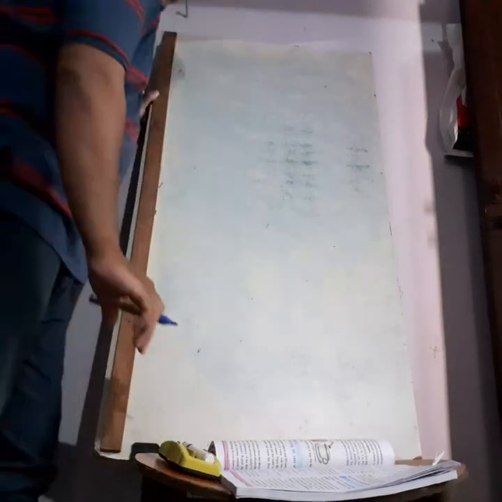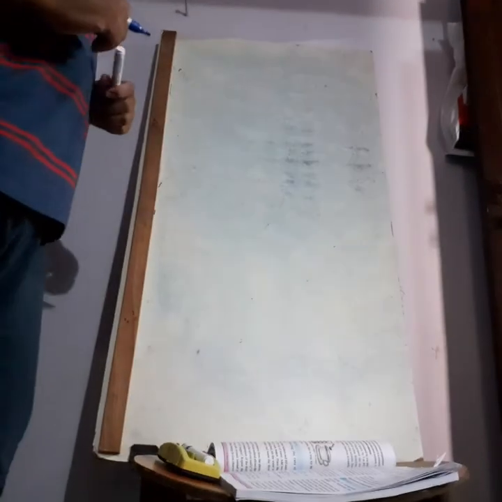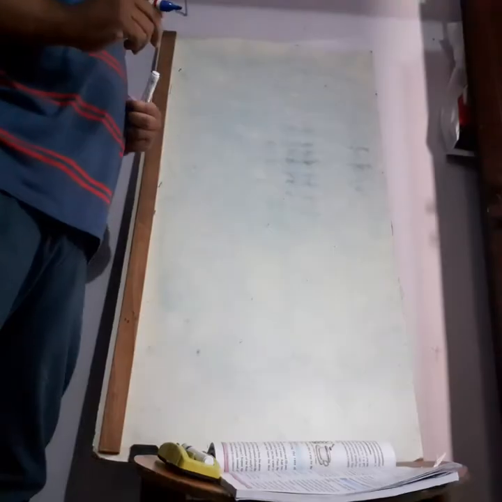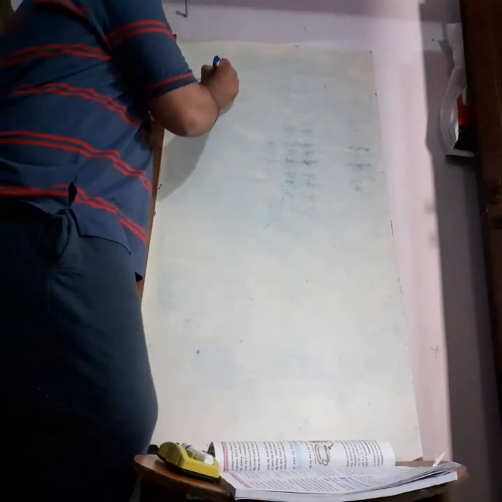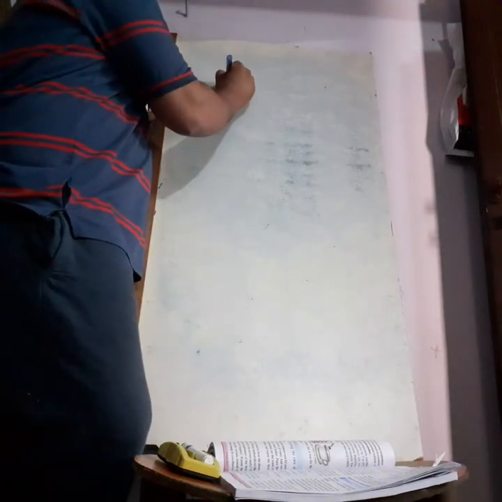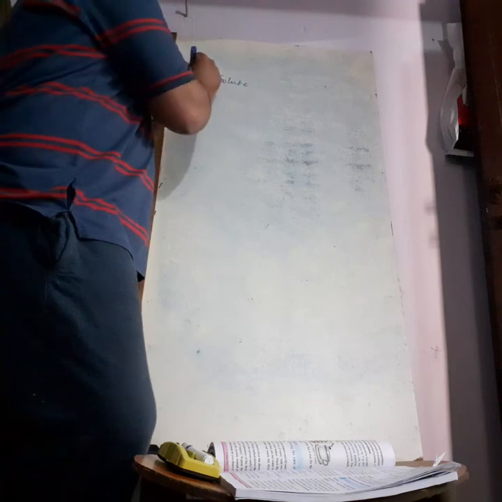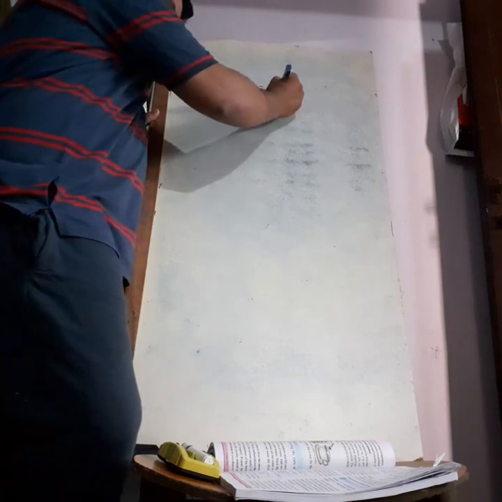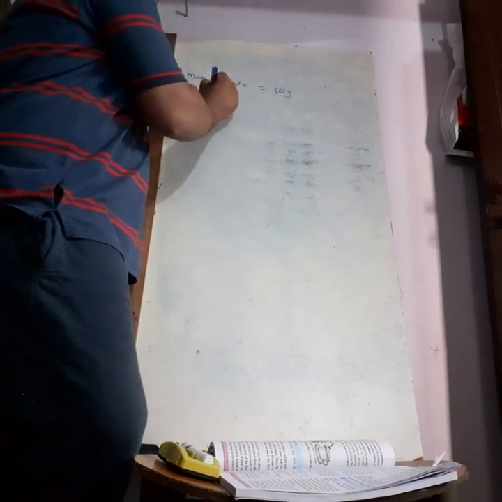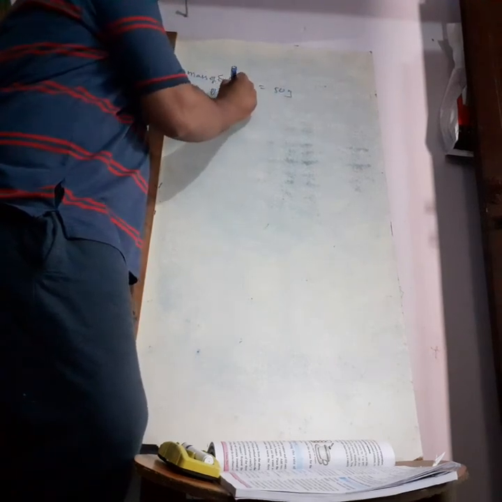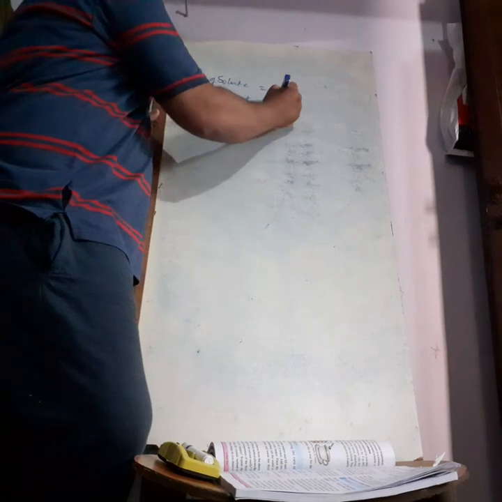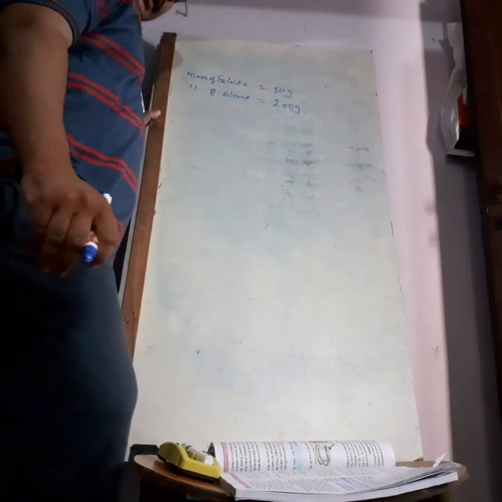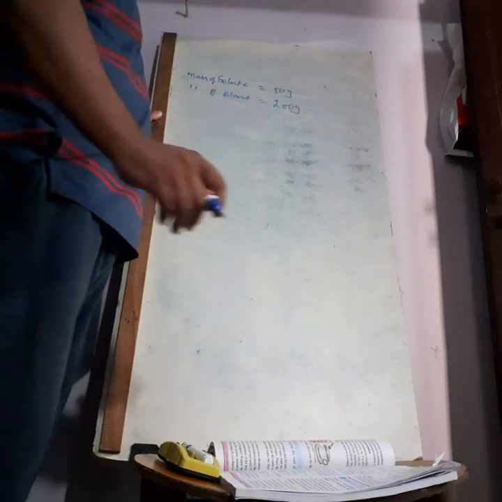Now coming to the problem, he has given you the problem. The solution contains 50 grams of common salt and 200 grams of water. See here, he is giving you the solute. Mass of solute is given as 50 grams. Mass of solvent is given as 200 grams. And he is asking you to calculate the mass by mass percentage of the solution.